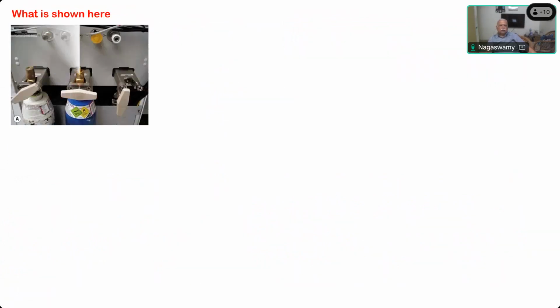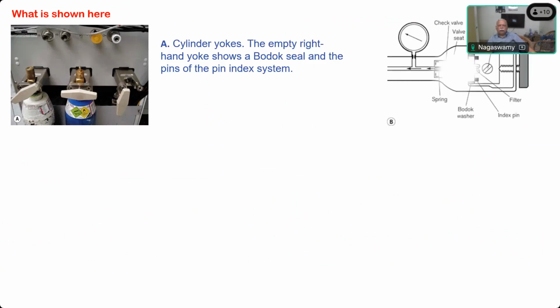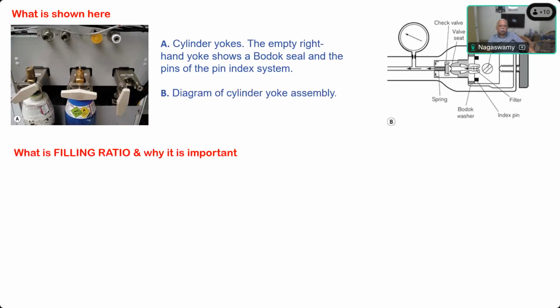And again, this is a cylinder yoke with empty right hand. This is the empty right hand cylinder where there is no cylinder attached. This is the retaining screw, and this is the rectangular thing for holding and turning the screw. And this is the cut section, how these things are looking.